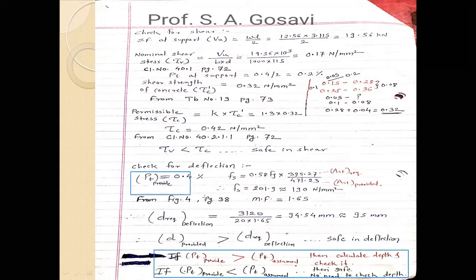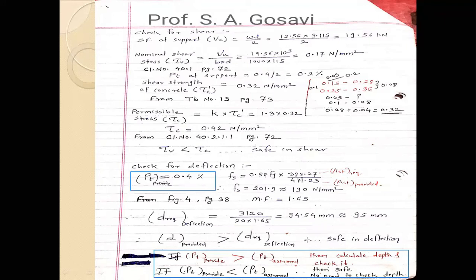So here, if you see, the percentage of steel provided is 0.4%. So here our PT provided is 0.4%, and the percentage of steel assumed, what have we assumed initially? We have assumed initially the percentage of steel is 0.3%. If you remember, we assumed 0.3%, and at the end we have provided 0.4%. So our PT provided is greater than PT assumed. So that is why you have to calculate the depth and check it for the deflection. So that is why we have done this calculation. We have calculated the depth and we have taken the check for deflection, whether this depth is sufficient or not.